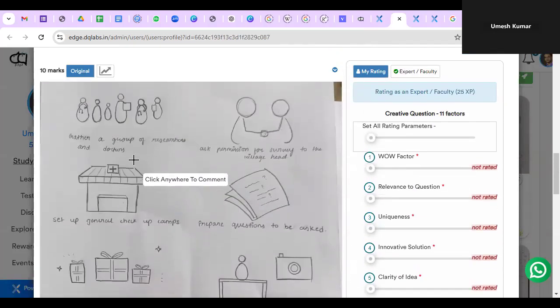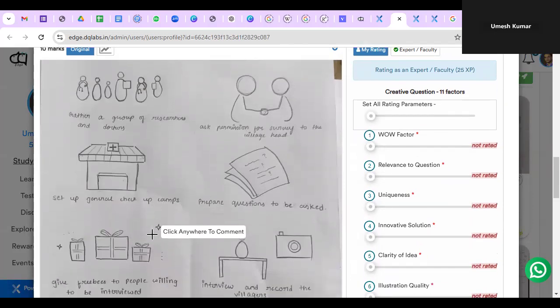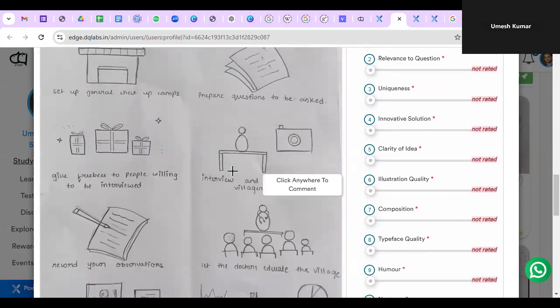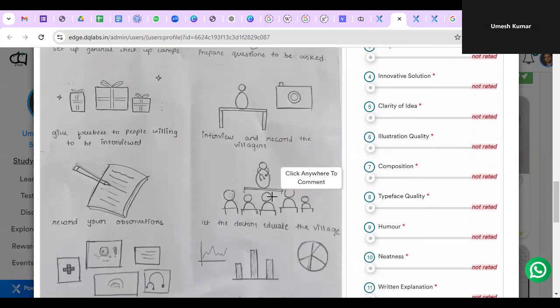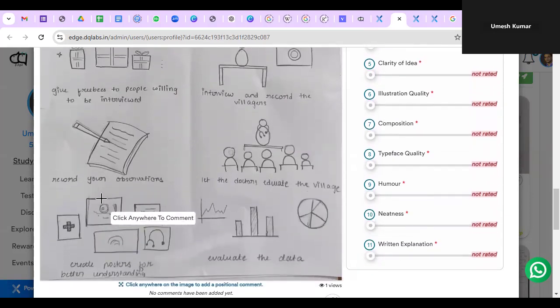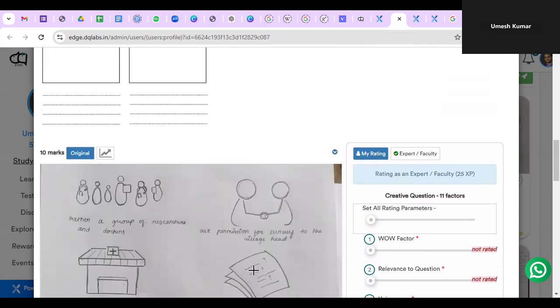Gather a group of researchers and doctors. Ask permission for survey to the village head. Set up general checkup camps. Prepare questions to be asked. Give freebies to people willing to be interviewed. Interview and record the villagers. Record your observations. Let the doctors educate the village. Create posters for better understanding. Evaluate the data. Very nice work.